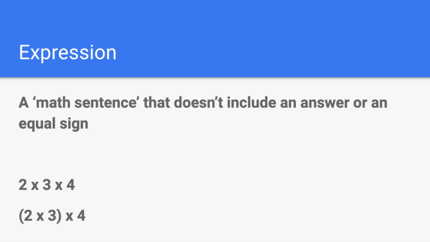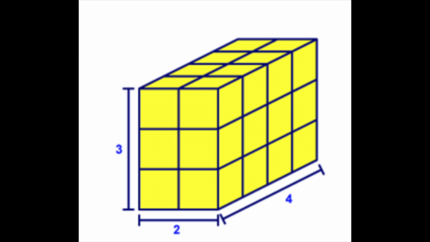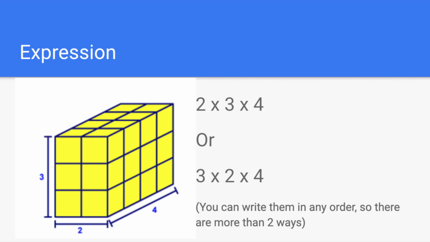Before actually calculating the volume, we typically write the dimensions as part of an expression. Remember, that word expression just means a math sentence that doesn't include an answer or an equal sign. For example, if I have a rectangular prism like this one, I could write the expression for volume as this: 2 times 3 times 4.